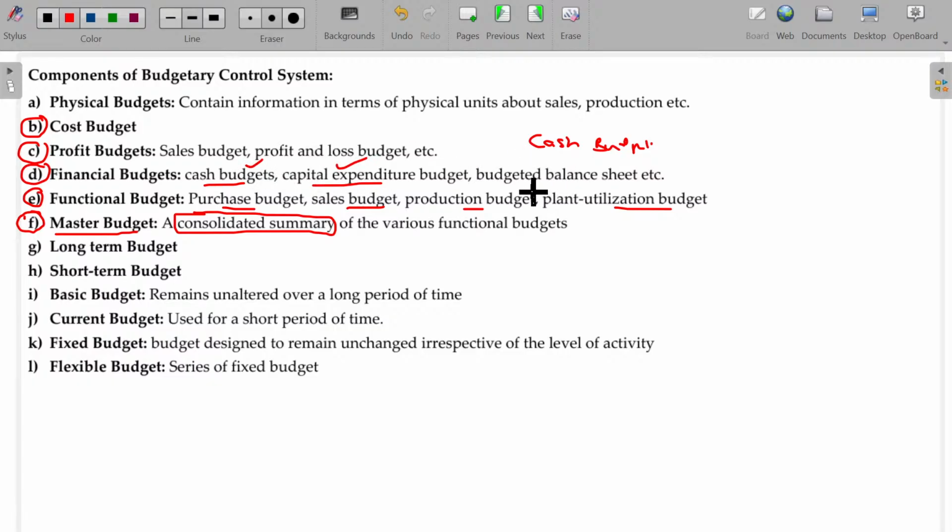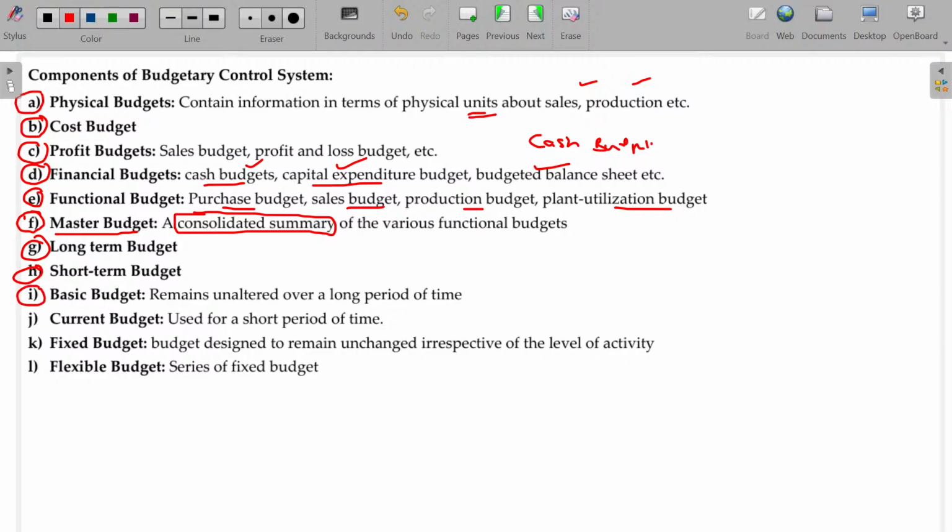So all these things will be studied here, budgeted balance sheet and everything. Physical budget is related to the physical unit of sales and productions without the rupee. How many units is supposed to produce, how many units is supposed to sell, and what is the raw materials quantity in kg or liter you need to purchase. Not in terms of rupees, it's called physical budget. And of course, based on period, short term, long term, and medium term will be there.